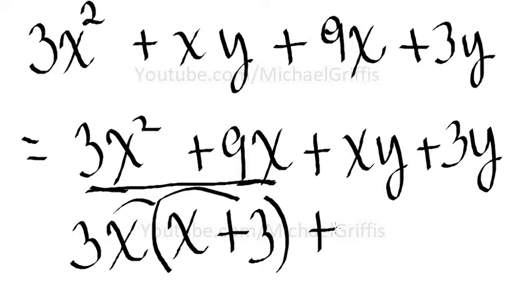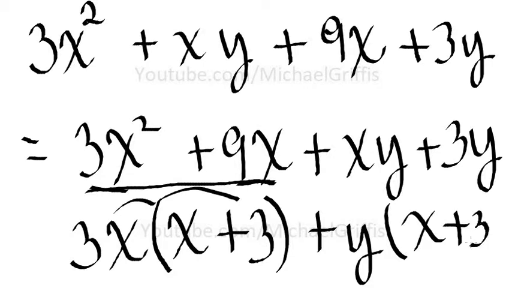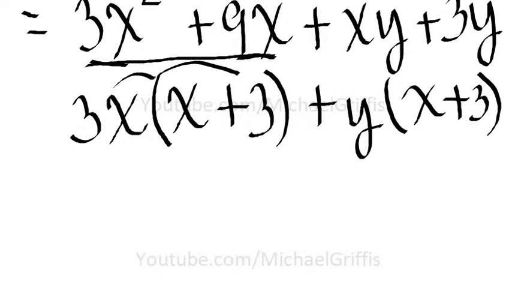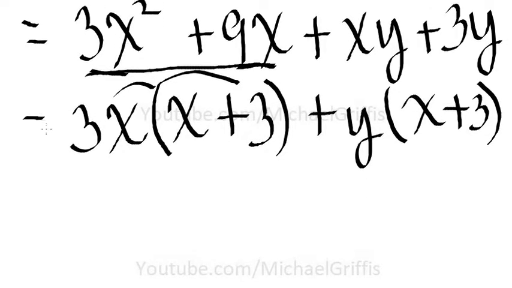Now let's take a look at this xy plus 3y. What do they have in common? Well, we can factor out the y, and we're left with x plus 3. Now, do you see the big picture here? Maybe a bigger picture? Look now what we have. We have an x plus 3 in this term and an x plus 3 in this term here. And that means that we can factor that x plus 3 out.